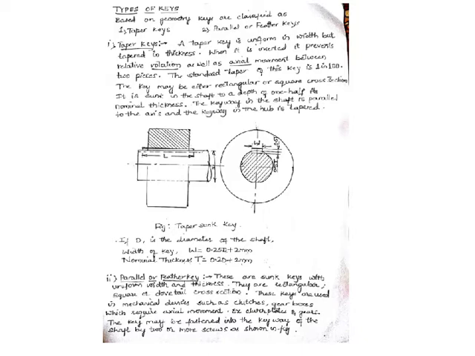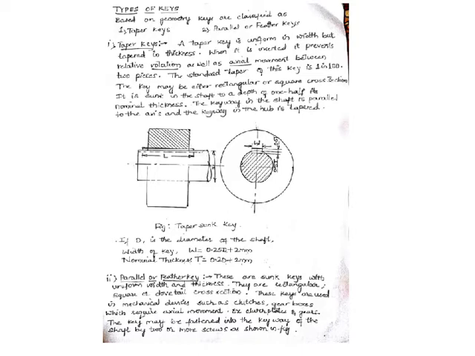If we take D as the diameter of the shaft, then the proportions pertaining to the width and the thickness are as below. The width of the key is W, which is equal to 0.25 times the diameter plus 2 mm. And the nominal thickness is T, which is equal to 0.2 times the diameter plus 2 mm. These are the details of the taper key. I shall explain once again.